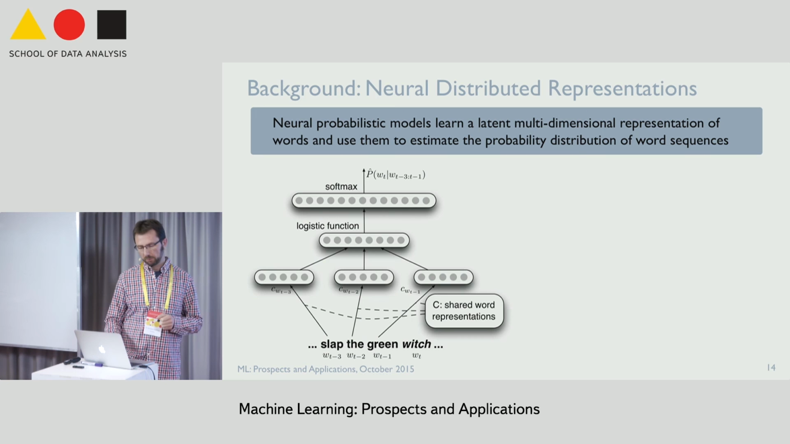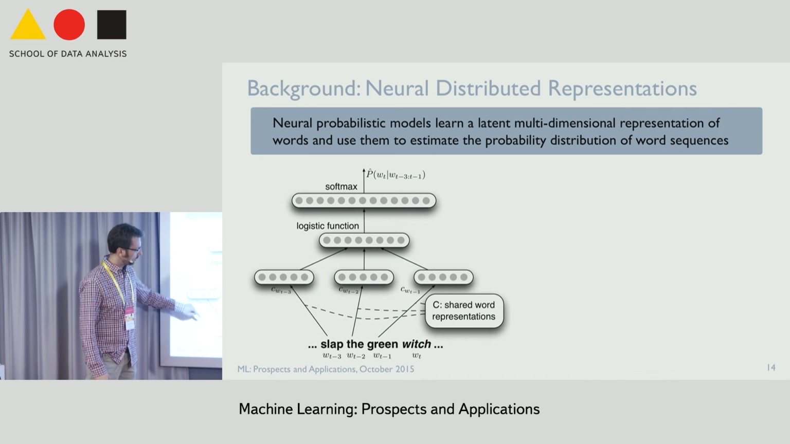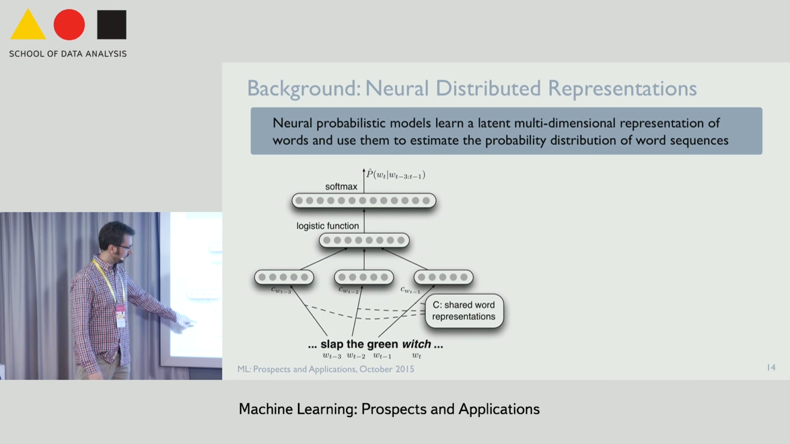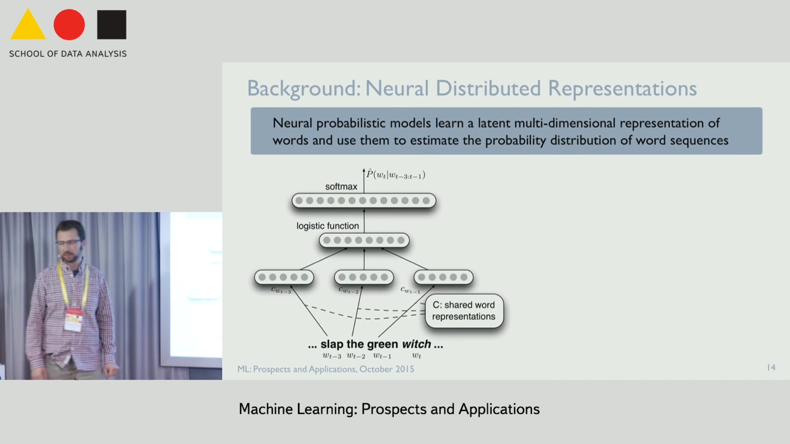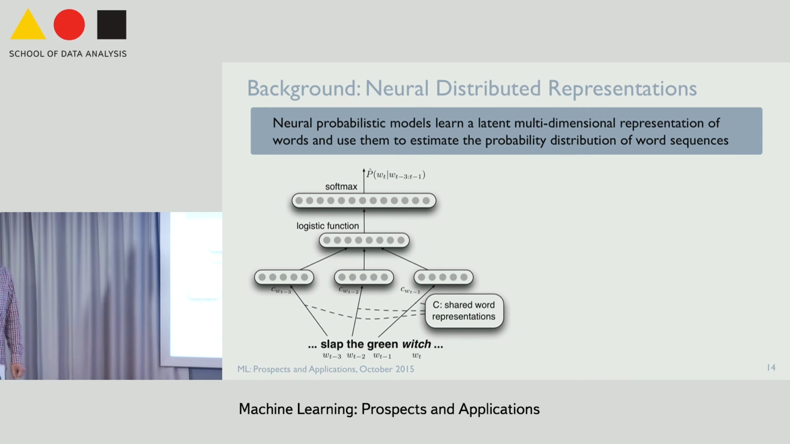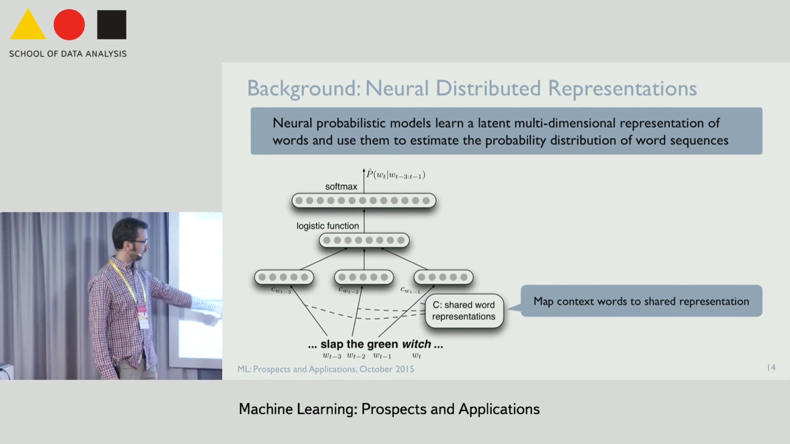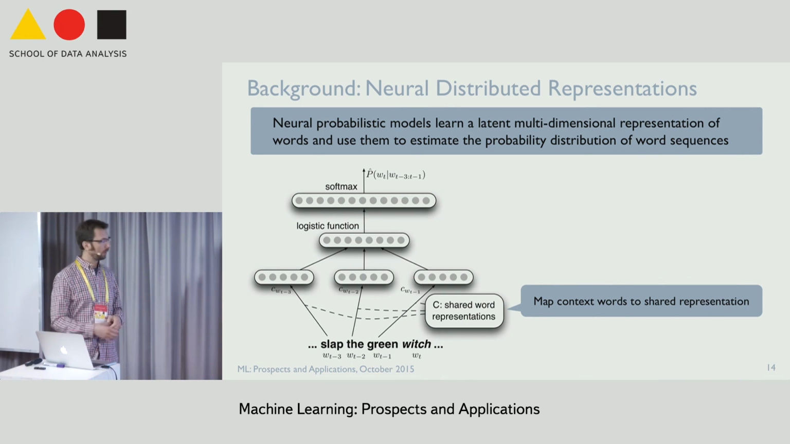So what happens is you have a short context of a few words, usually 5 to 10 words, which serve as a signal to predict the next word coming in the word sequence. So in this particular sentence, the previous words are "slap, the green", and you're trying to predict the next word. Each one of the context words is mapped, through a shared representation C, to an index in that lookup table.